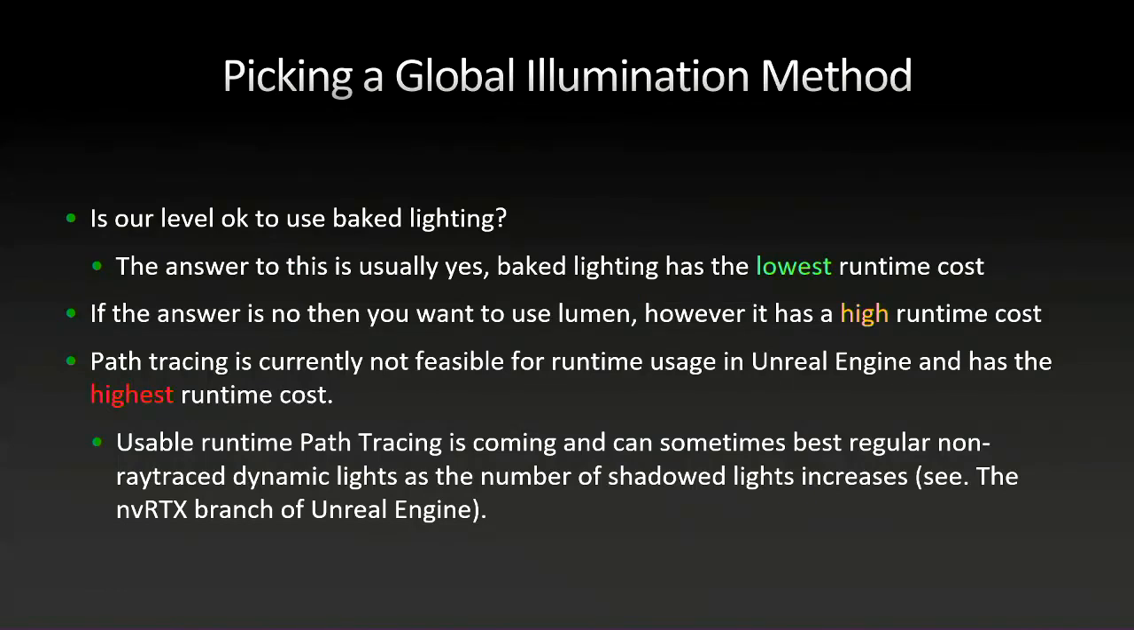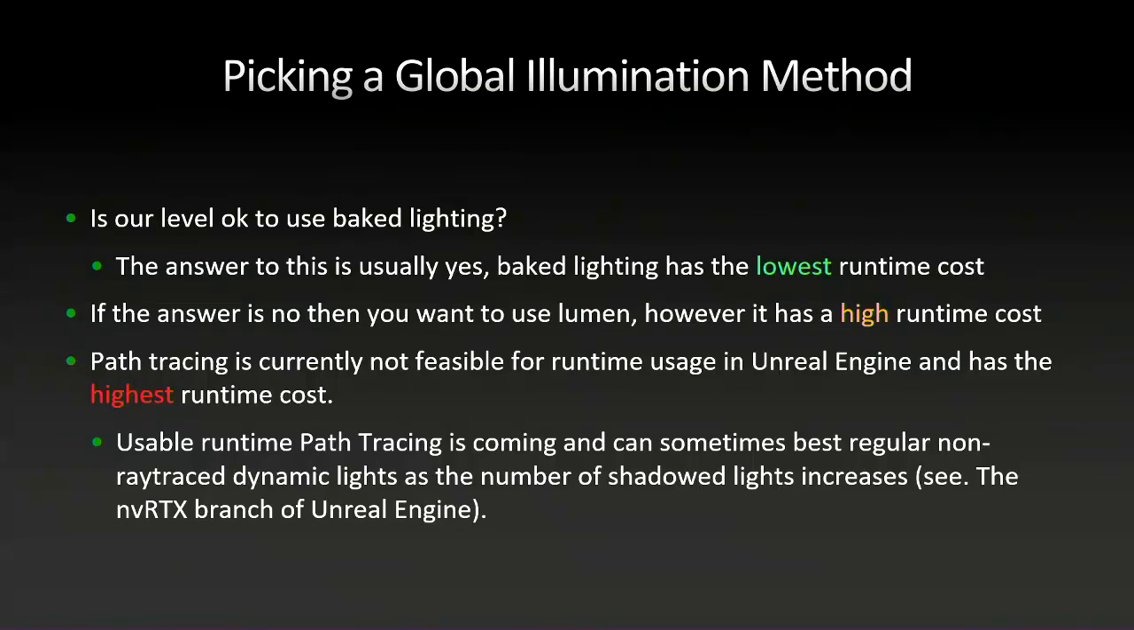If you don't have a dynamic day-night cycle, if the sun's going to stay in the same spot in the sky, you should probably consider baked lighting, because that's the cheapest kind of lighting you can do, because you do it before the game runs. You bake the lighting in the editor and then deploy your application or scene, and it's all pre-calculated. But if the answer is no, you might consider things like Lumen, which has a higher runtime cost than baked lighting. Everything has a higher runtime cost than baked lighting.